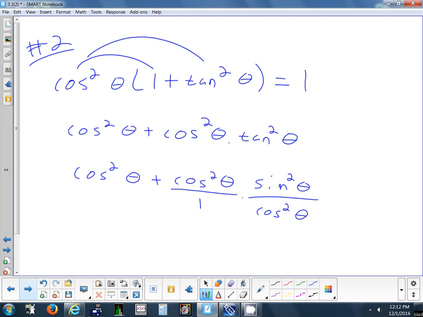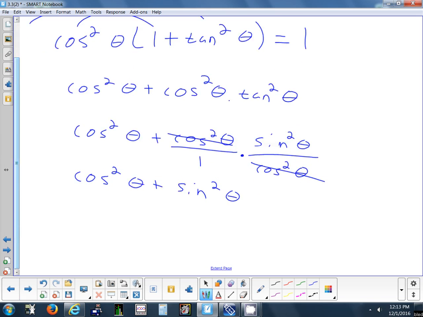This is an example of using a quotient identity with a higher power. Because I have multiplication right there, the cosines cancel out. I end up with cosine squared plus sine squared, and that is our first Pythagorean identity. Sine squared plus cosine squared equals 1, and that's what they wanted me to get.